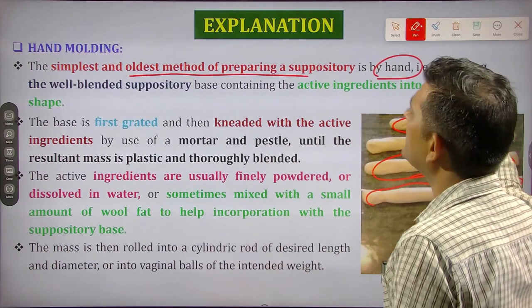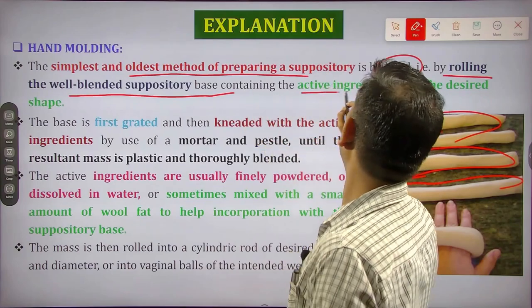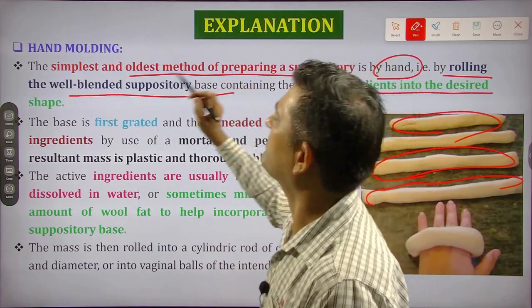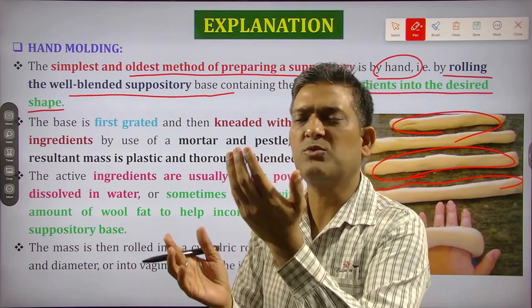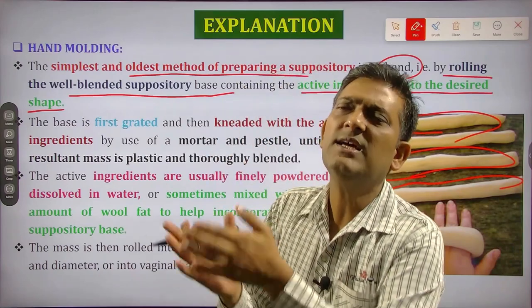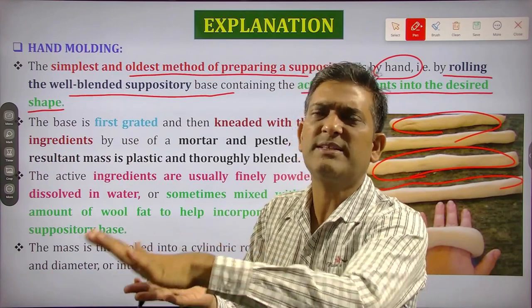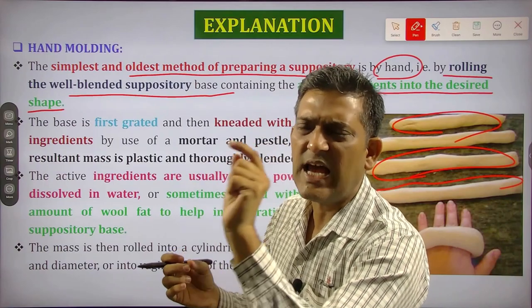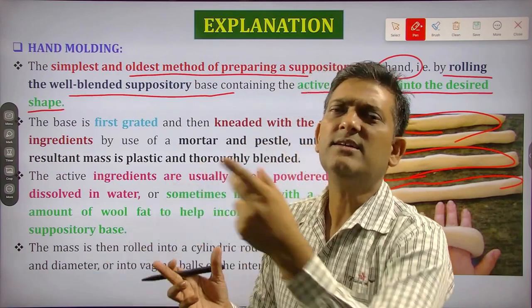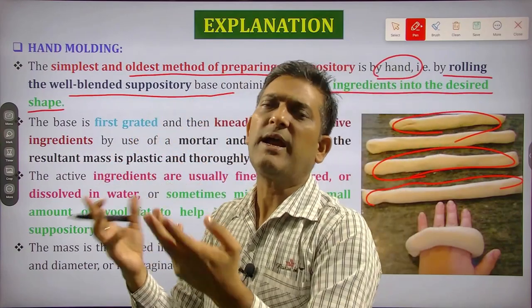Yes, by rolling the well blended suppository base containing the active ingredients into the desired shape. Yes, you have to roll it properly. Already I discussed that you have to take the suppository bases, take the medicament, mix it properly and uniformly, roll it properly to give a shape, and after that cut it into small pieces as per the desired size, and then finalize, keep it dried, and after that pack it.